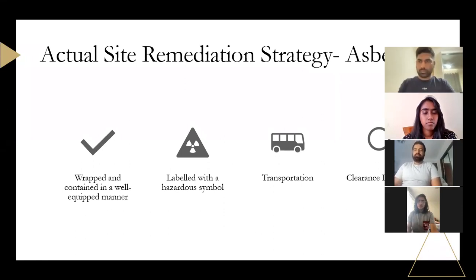Moving on to the actual site remediation strategies for asbestos. The collected asbestos from the site is wrapped and contained in a well-equipped manner, such that the fibers are prevented from entering the site. The wrapped material is labeled with an asbestos hazardous symbol. The loading and transportation is carried out in such a manner that the transporting vehicle should always travel in an authorized route. Soil sampling is done by an environmental consultant agency to identify the risk and the associated impacts. Finally, an asbestos clearance inspection is done for the area and the surroundings for the completion of asbestos removal work prior to the normal reoccupation of the site.